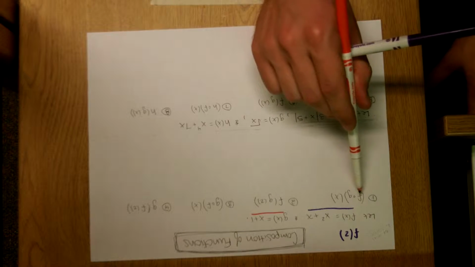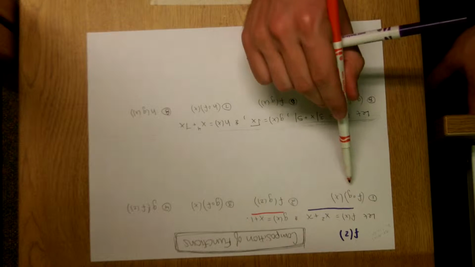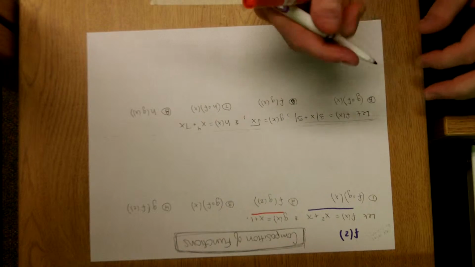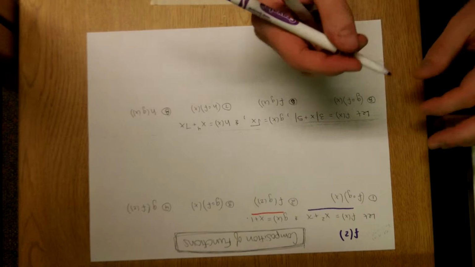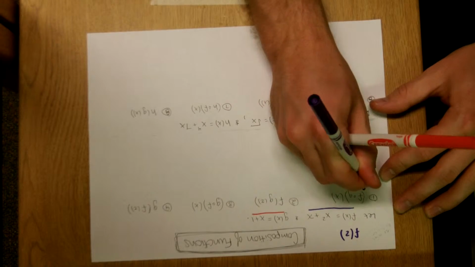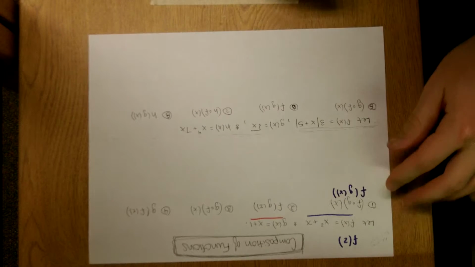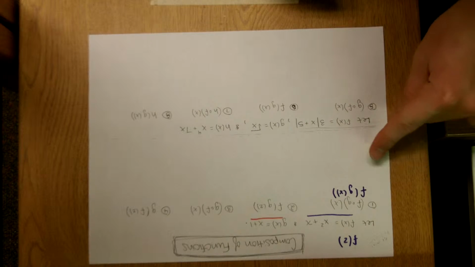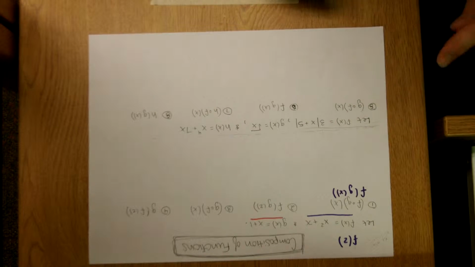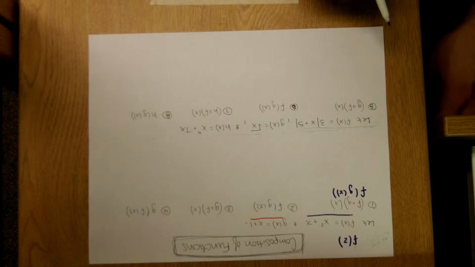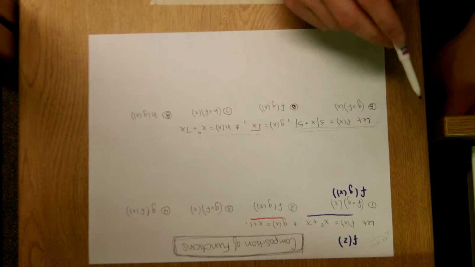One is this f circle g, or the other illustration. What this actually means is take f and put g inside of it. So we're looking for f of g of x. In other words, I want to look at my function f, and wherever I see an x, I'm going to put in the function g.